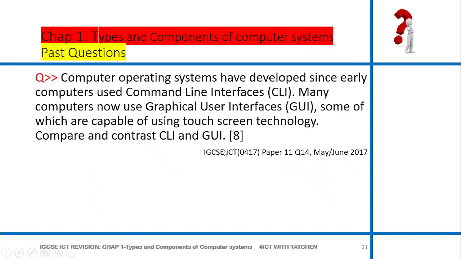Now, this is a sample exam question. Computer operating systems have developed since early computers used the command line interface. Many computers now use graphical user interfaces, some of which are capable of using touchscreen technology. Compare and contrast CLI and GUI. Compare and contrast simply means you should give what?